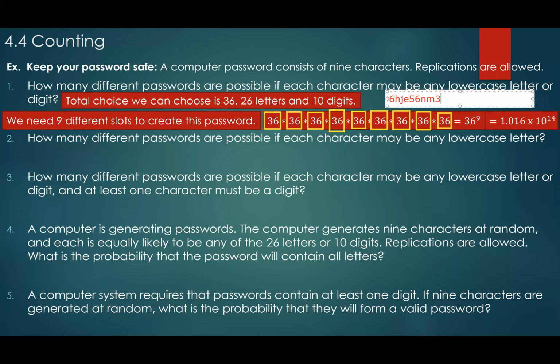And again, how do I get that? Because I know that I need 9 different slots, and at each particular slot, I have 36 total choices. I can only put 1, but I have 36 choices: 1 from the 36, 1 from the 36, 1 from the 36, okay? And again, why do I use 36? Because of replication, right? I can reuse the number. I can use 666 9 times if I want to, but you don't want to create that password, right? Question with number 1, how I got this answer here?